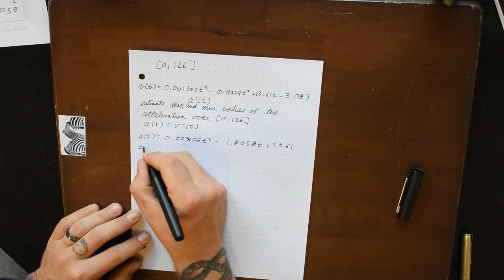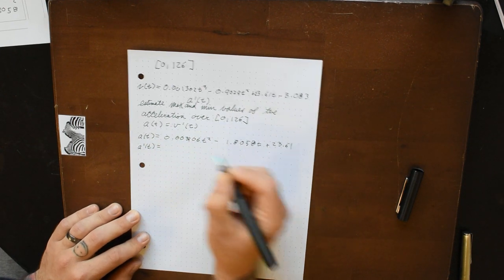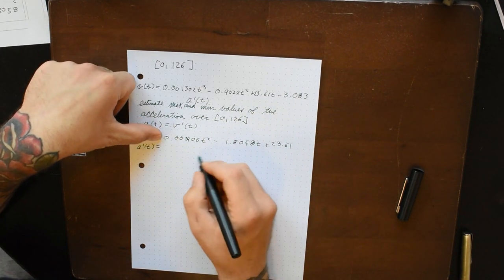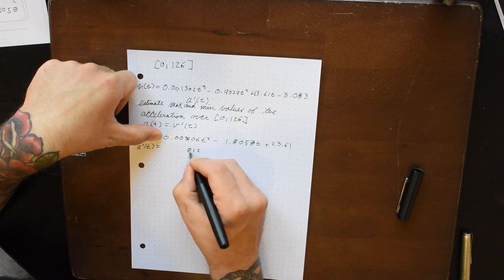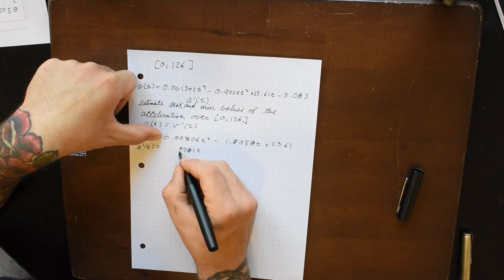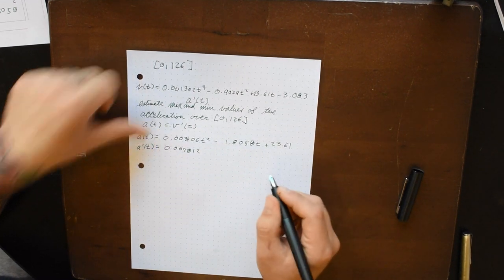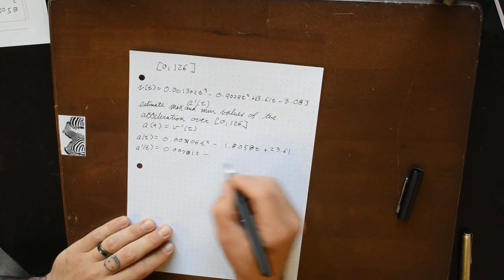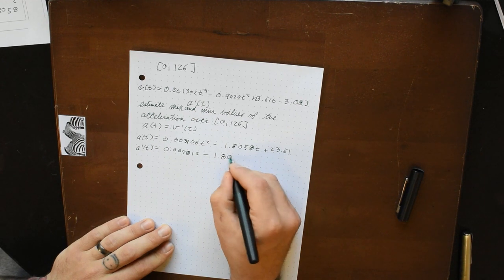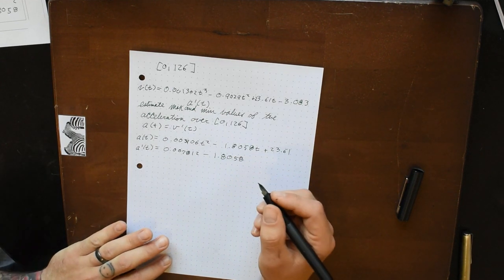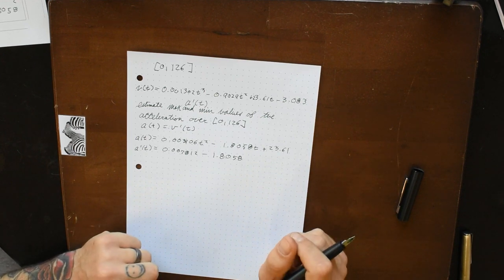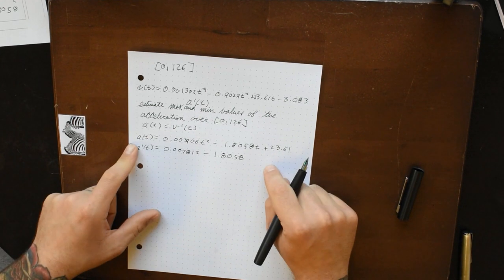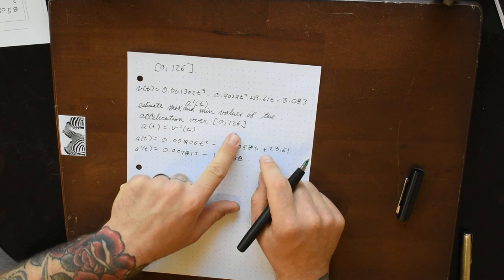derivative of acceleration. a prime of t is going to be equal to this number times 2, which is 218700.0 t minus 1.8058. Perfect. And so our maximum and minimum values are going to occur at any critical point or at the endpoints.